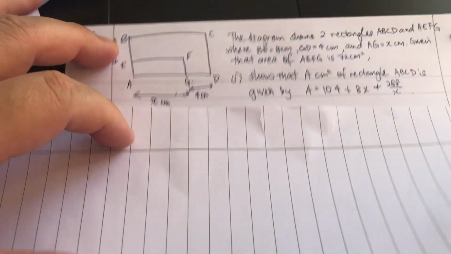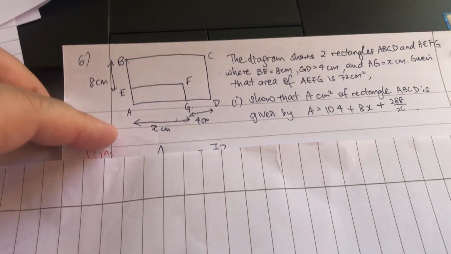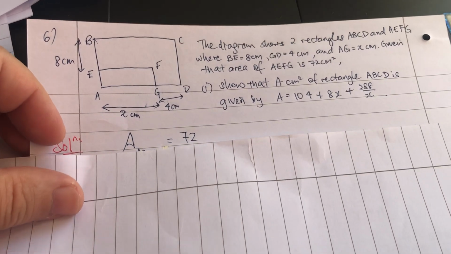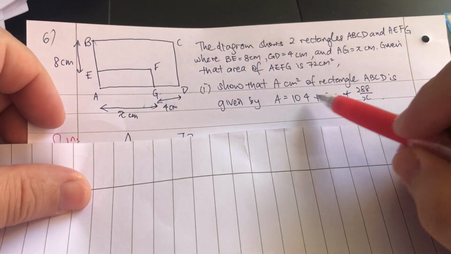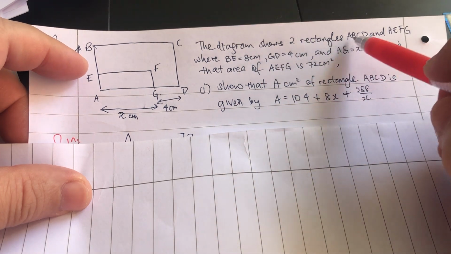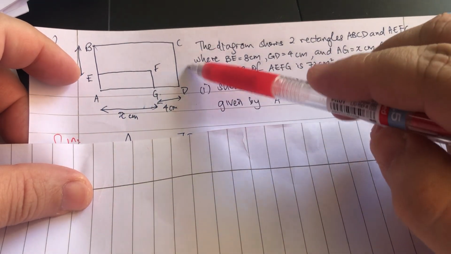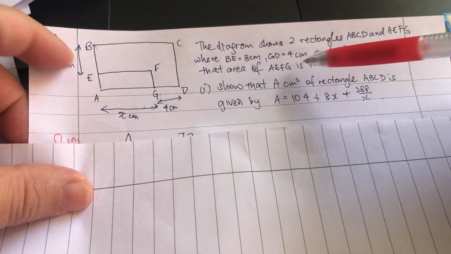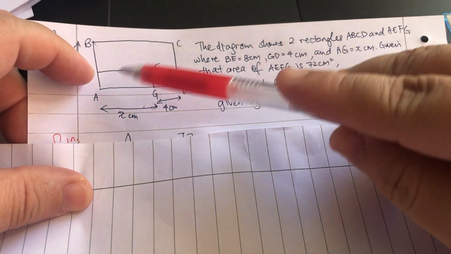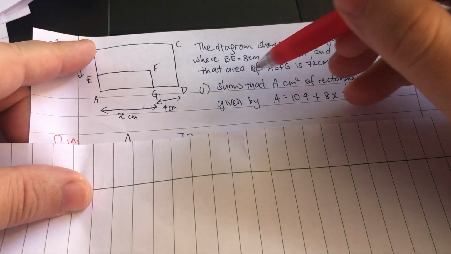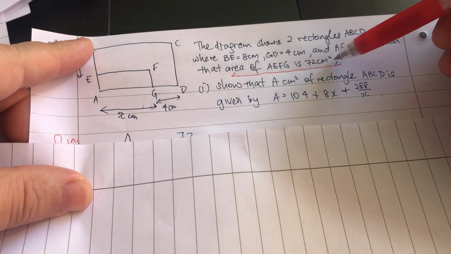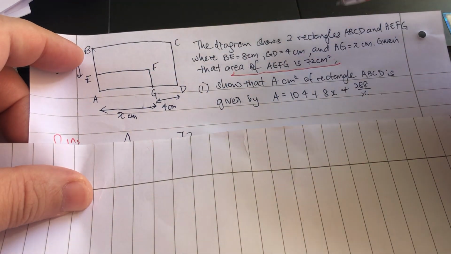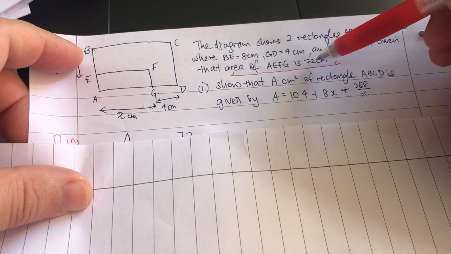Now let's move on to question number 6. Question number 6 is on... don't know what. We take a look at it. Okay, so show that the area is given by this. They show two rectangles, A, B, C, D and A, E, F, G. Then they give you 8, 4, whatever. They just check that everything is given. The only thing that you need to work on is this fella here. Okay, this is not indicated on your diagram, so you need to do something with this to form an equation.